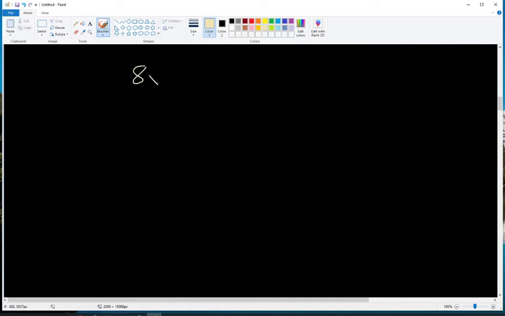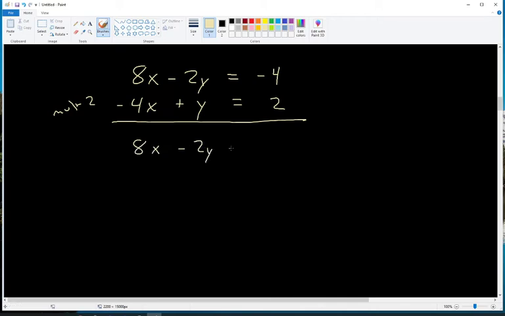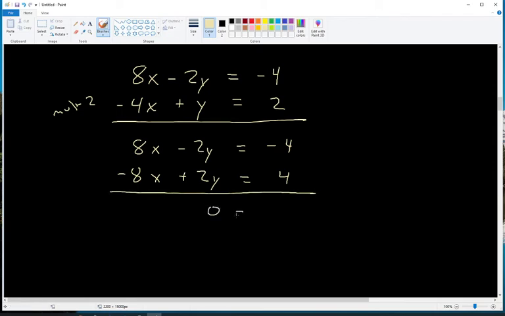So let's say we had 8x minus 2y equaled negative 4. And we have negative 4x plus y equals 2. So let's multiply the bottom by 2 this time. We're going to try to use elimination. We're going to make a negative 8 down there. So the top's 8x minus 2y equals negative 4. The bottom becomes negative 8x plus 2y equals 4. We add them together and we get 0 equals 0, which is always true. So you have infinitely many solutions.